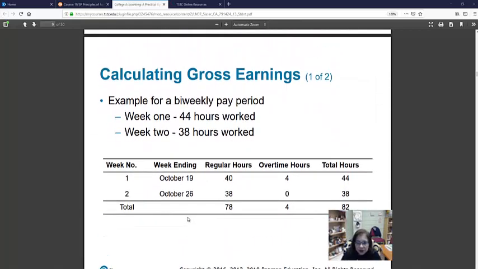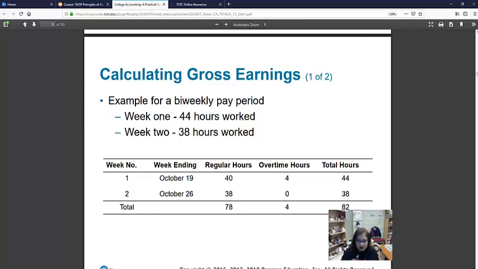So for example, here we go. For biweekly, in week 1 they work 44 hours. Week 2 they work 38 hours. So week 1, October the 19th, regular hours 40, overtime hours 4, total hours 44. October 26th only worked 38, missing those 2 hours. Maybe they were sick. Overtime hours 0.